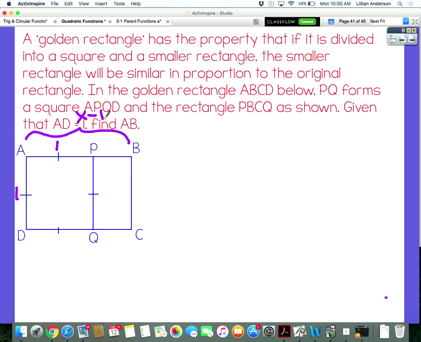There's something in here. I'll read it again. It has the property that if it is divided into a square and a smaller rectangle, the smaller rectangle will be similar in proportion to the original rectangle. Similar proportions. You remember, think back to geometry, when you did a whole unit on similarity. Similarity basically meant proportion. It even says proportion. What is a proportion?